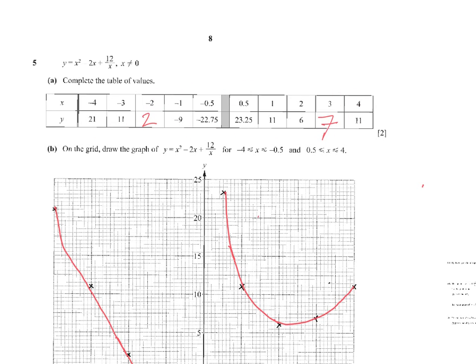So ask one of your friends, if you don't know yourself already, how your calculator can create this entire table of values, and you can just pick out the right values yourself. Moving on to the next question.